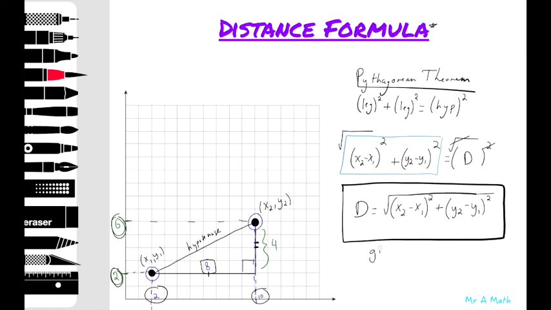So now, if I've been given 2 points, I'm going to label those 2 arbitrary points like this, x1, y1, and x2, y2. I can say that my distance between those 2 points can be found like this.